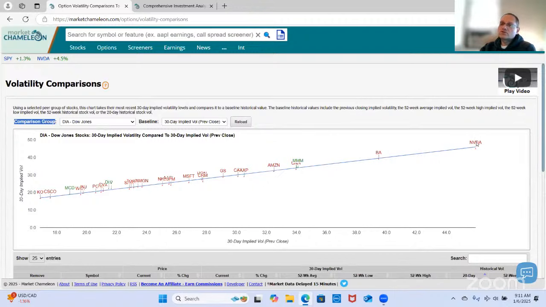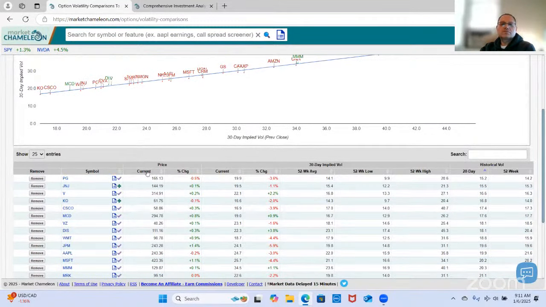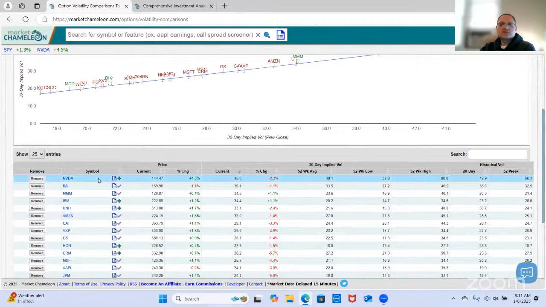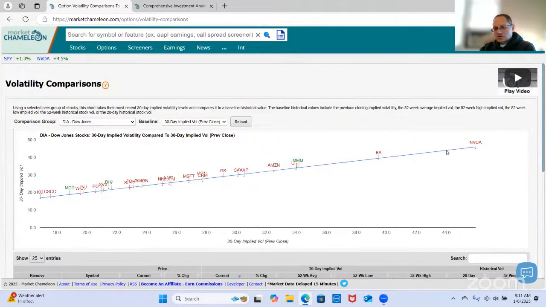So if we hover over, we could see it, but we do have a table down here. So if we wanted to, I'm going to sort by, let me see, this is the price. Let's do the implied volatility level. So you see NVIDIA, 46 implied volatility, down 2.2%. That's what this is showing us over here. And we could see most of them were in the red. A couple of them did increase a bit. You got 3M, McDonald's increased, one over here. So some of them have increased on the day.